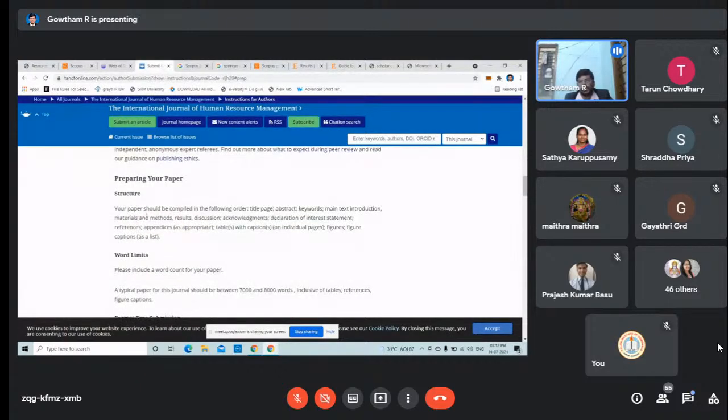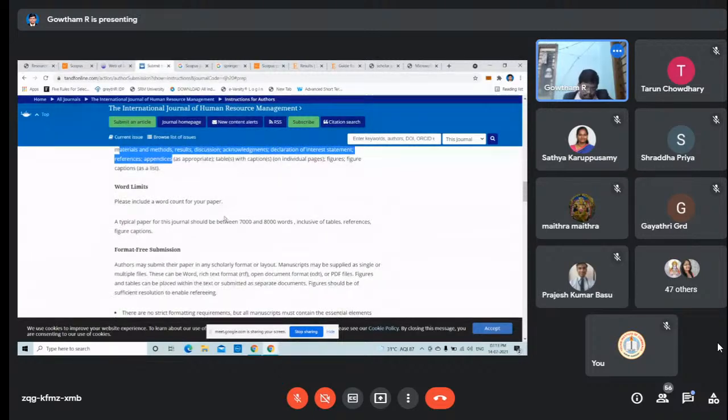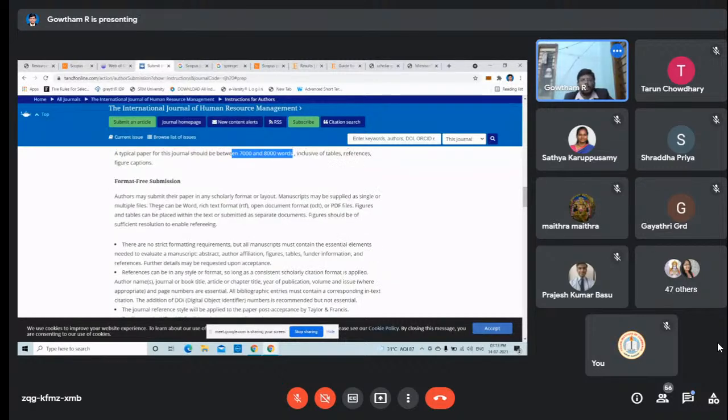The structure: they have clearly given the layout for your paper. Title page, followed by abstract, followed by the keywords. Then your main introduction, materials and methods, results, discussion, acknowledgement, declaration of statements. The word limit is 7,000 to 8,000 words. Format is free format submission, so there is no prescribed format. You can submit it as Word, rich text document, ODT, or even as PDF files.